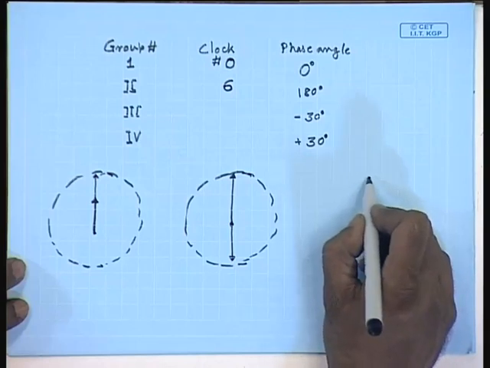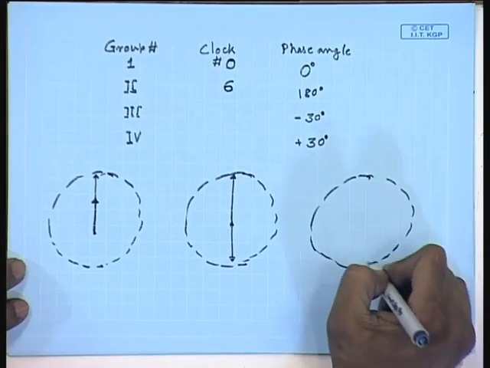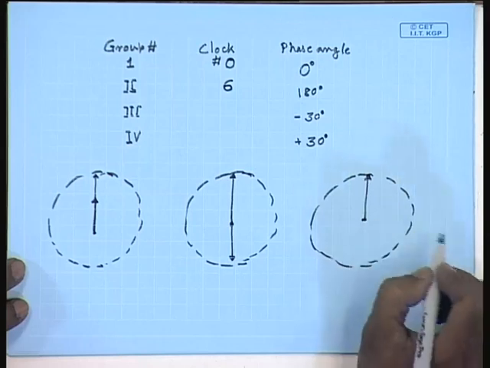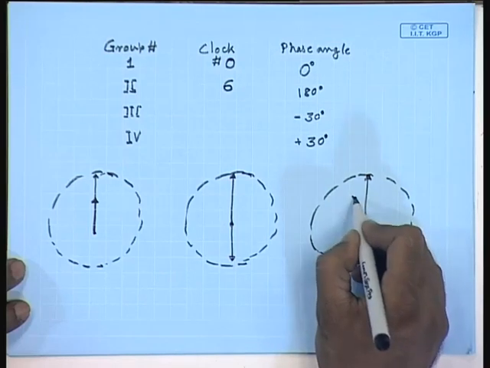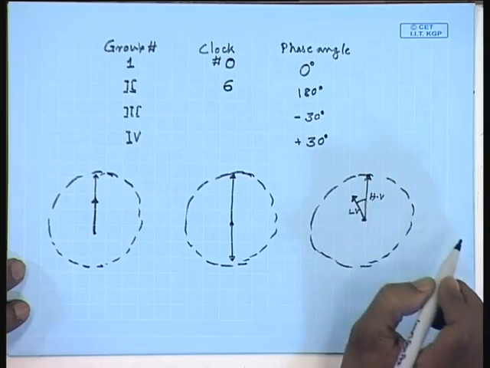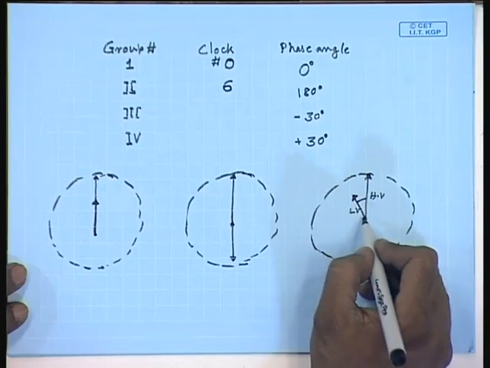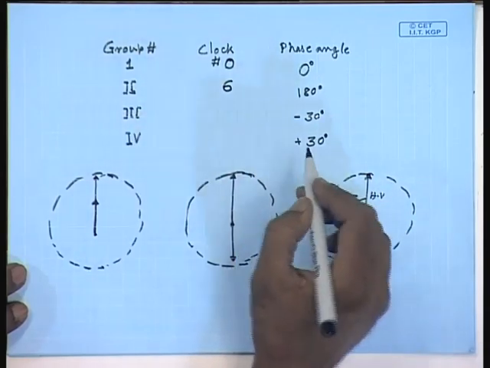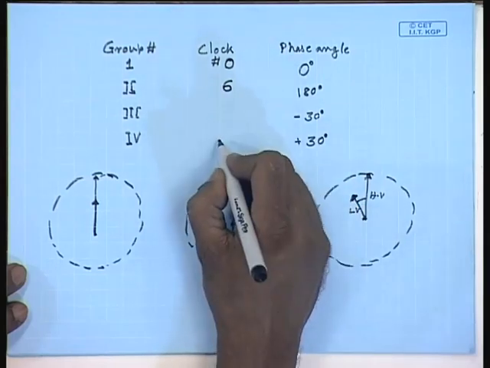For minus 30 degree, this is the hour hand, this is the minute hand representing the high voltage side line to neutral phasor, and this is the low voltage side line to neutral phasor. This is HV, this is LV. Here the line to neutral phasor of the LV side leads the line to neutral phasor of the HV side by 30 degree. So, this is group number 4, this represents 11 o'clock, therefore, this clock number for plus 30 degree is 11.